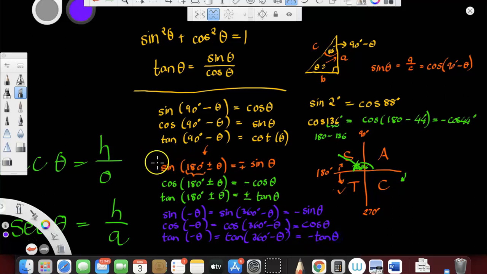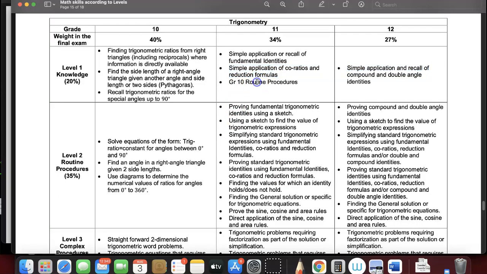These are all the reduction formulas. And again, these things you should know off by heart. That's why it's level 1. Okay, so let's see what else is there in level 1 that we should know.